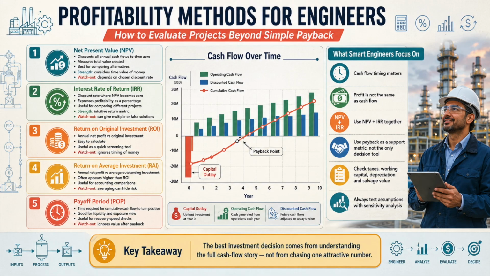Return on average investment uses average annual net income divided by the average outstanding investment or average book value. Because asset book value normally declines through depreciation, the denominator may become significantly lower than the original investment. The resulting percentage can therefore be much higher. In the same illustrative case, return on average investment reaches approximately 39.9%, almost twice the return on original investment. Has the underlying project suddenly become twice as profitable? No, the calculation basis has changed.